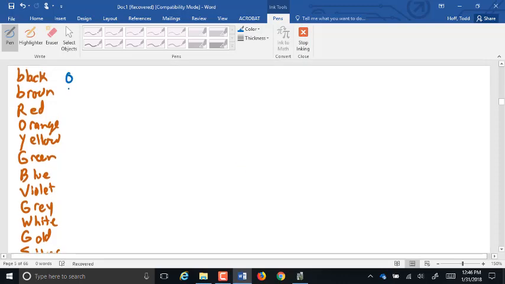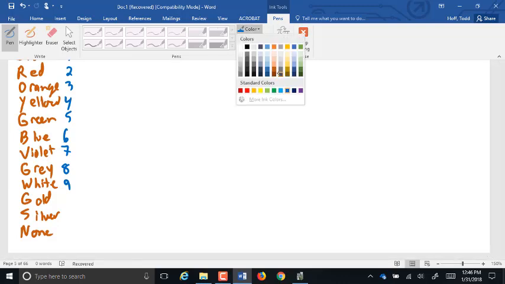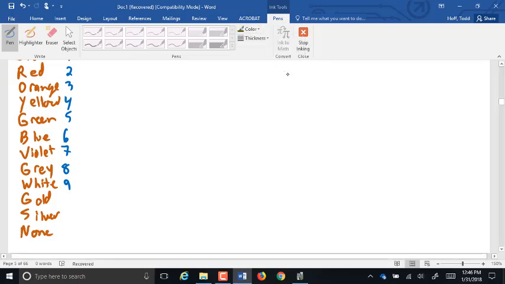Black, of course, is a 0. Brown, 1, 2, 3, 4, 5, 6, 7, 8, 9. Gold, silver, and none. Gold actually can be used as a multiplier. I'm trying to remember, is it -1? -2?